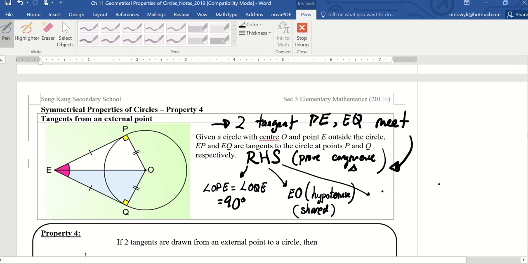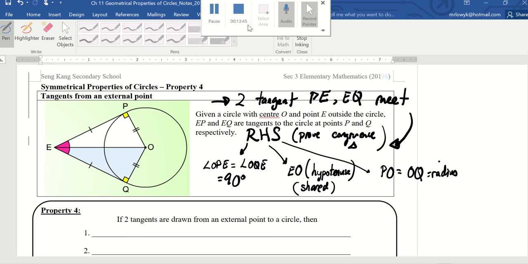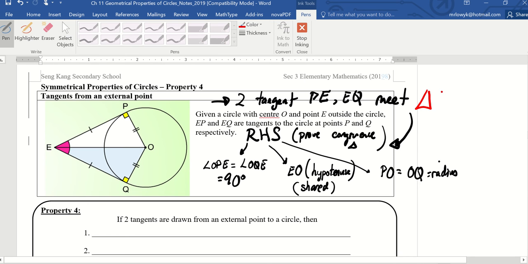Now listen. You are never asked to prove these two triangles are congruent. Never. You are only asked to apply the property. So can you write down the property that I want you to write? The property is very simple. Triangle PEO is congruent to triangle QEO.